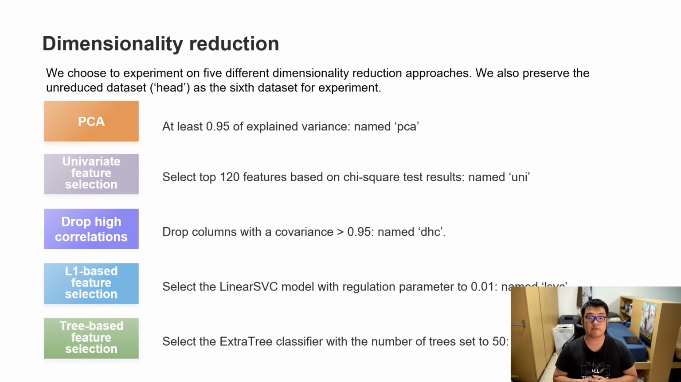After feature engineering, we go down to dimensionality reduction. We choose to experiment on 5 different reduction approaches, and we also preserve the unreduced dataset, the head, as a 6th dataset. The 5 approaches employed are PCA, univariate feature selection, drop high correlations, L1-based feature selection, and tree-based feature selection. The parameters used in each method are shown on the screen.